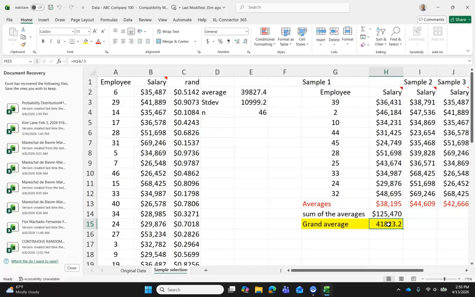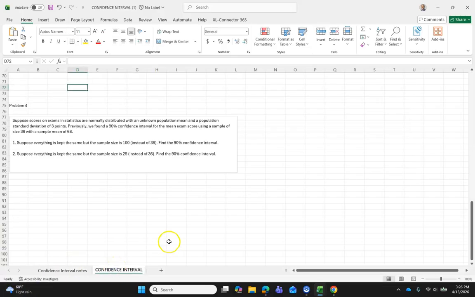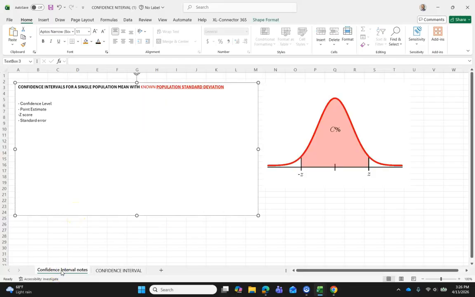So we're going to move to the next topic, which is estimations. So the next thing we're going to discuss now is confidence interval. And here I'm going to provide some notes or the summary about confidence interval, and then we'll look at a number of questions. We'll work on some problems. So let's understand what is confidence interval.